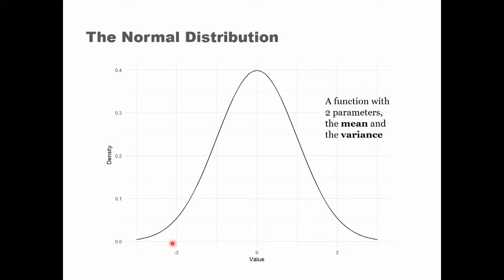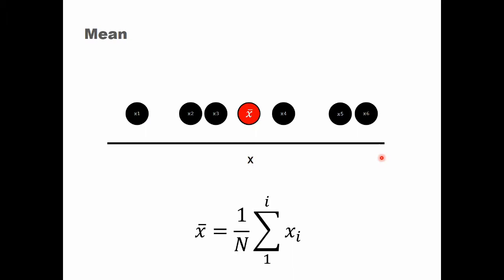And this function, the normal distribution, it only has 2 parameters. It has the mean, which defines the center point of the distribution, and the variance, right? So most people will understand what we do with a mean. Right, so if I have 6 observations, x1 through x6, I sum 1 through 6, add them all together, and divide by the total number, and that gives me x bar, which is the mean. Right, so that's easy enough.